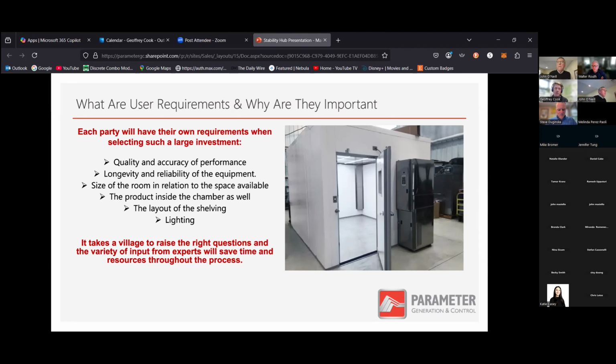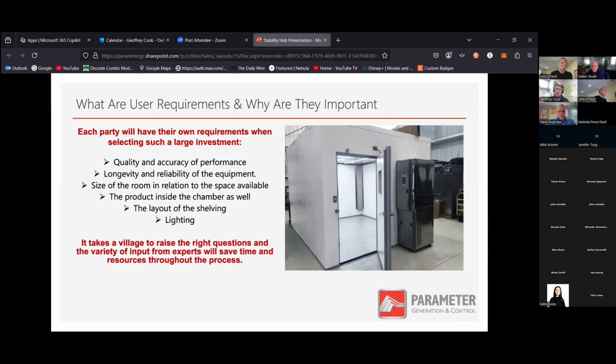So moving on down, just some more user requirements and why they are important. Each party in this planning process will have their own requirements when selecting such a large investment. The quality and accuracy of performance goes back to tolerances. It'll have a big impact on the type of machine that you need. We put a lot of engineering into our machines just to get another 0.2 degrees in tolerance. A lot of companies do not need the level of tolerance that we provide, and that can factor into the options you're looking for against the expense and budget you're working within.